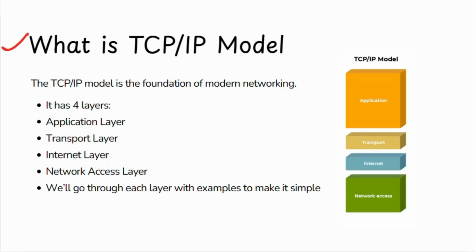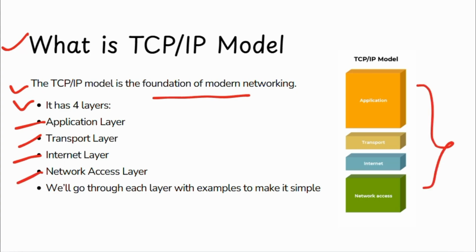What is the TCP/IP model? The TCP/IP model is the foundation of modern networking and it has only 4 layers: application layer, transport layer, internet layer, network access layer. And we will learn all these 4 layers one by one with examples.